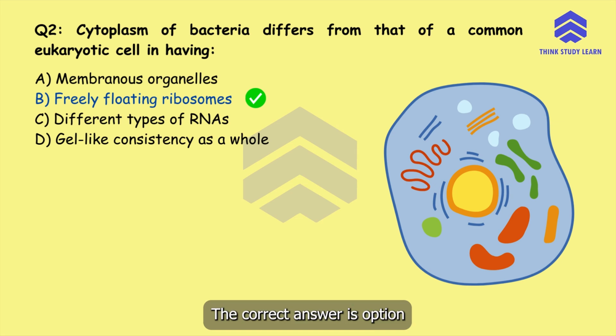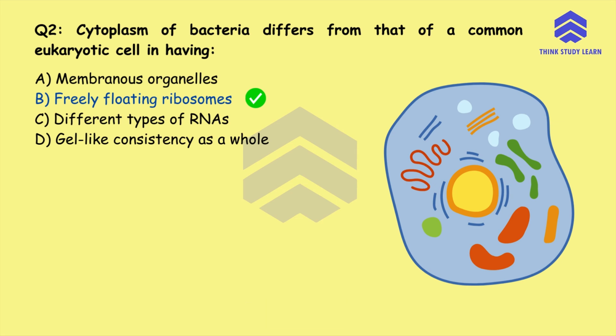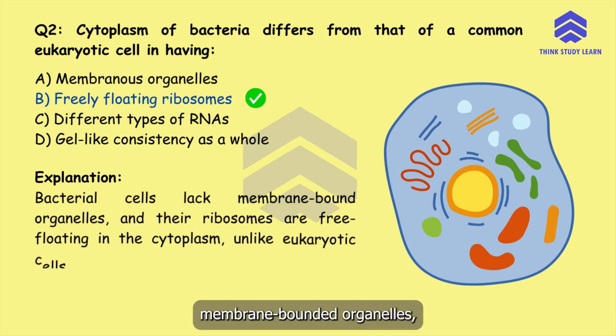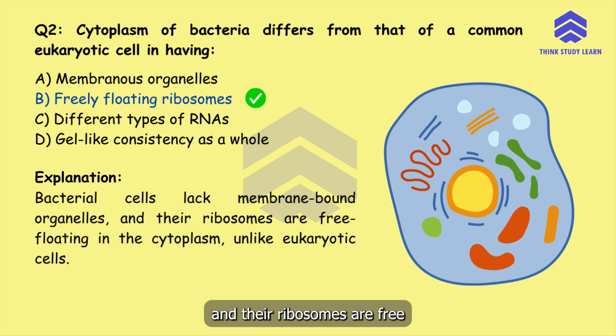The correct answer is option B, freely floating ribosomes. Bacterial cells lack membrane-bounded organelles and their ribosomes are free-floating in the cytoplasm, unlike eukaryotic cells.